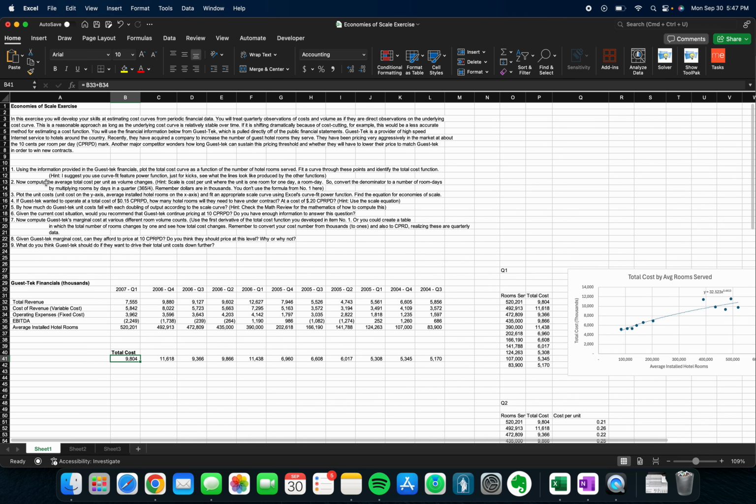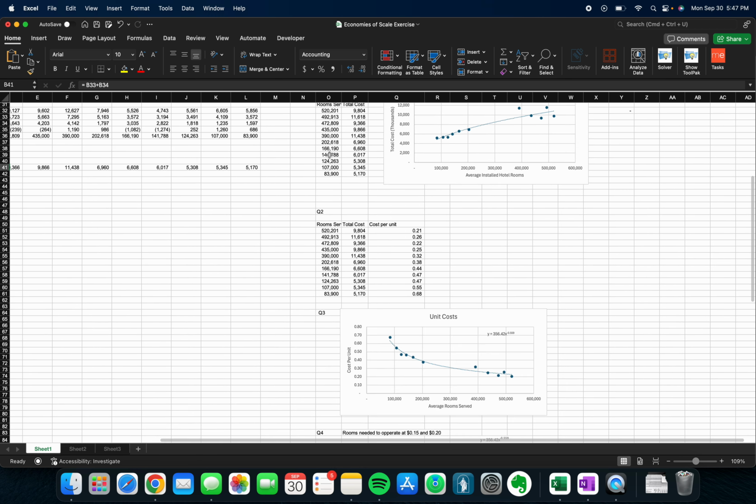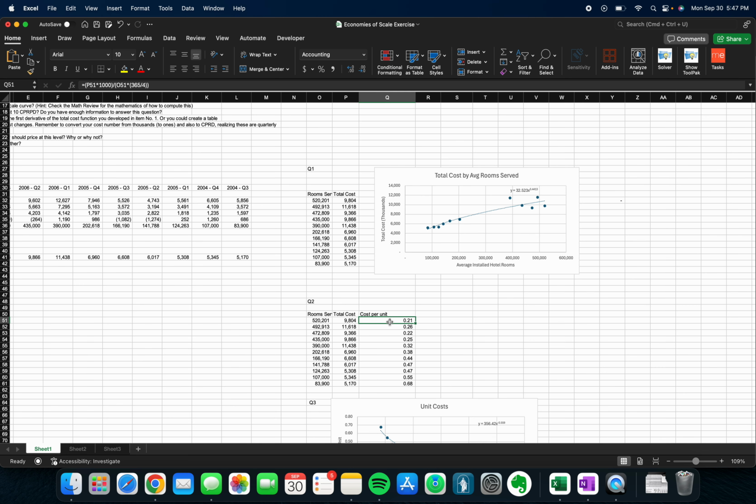Question 2 then asks, compute the average total cost per unit as volume changes. Bring that same information down here, but we create this function right here. It's a cost per unit function, so it takes P51, which is the total cost, multiplies that by 1,000, which brings it to the actual revenue that it was, since these numbers are actually in thousands, and then we divide that by 0.51, which is the number of rooms serviced, times 365 over 4, which gives us a rough estimate of what a quarter would look like, which is around 90, 91 days. And that brings you to your cost per unit.